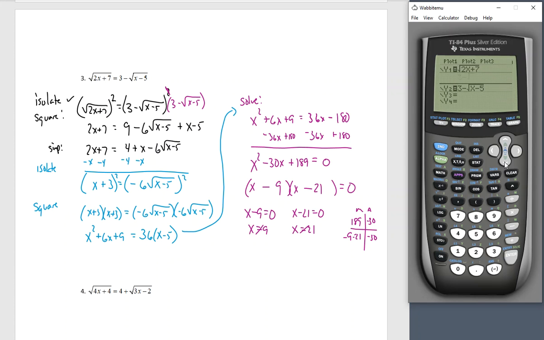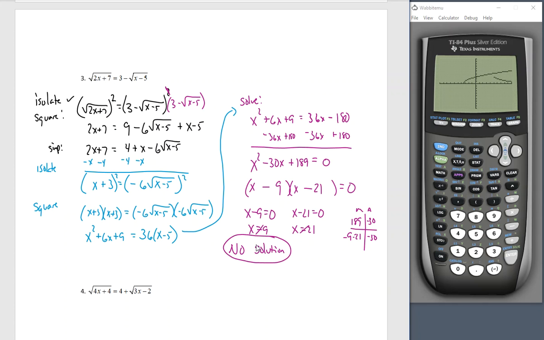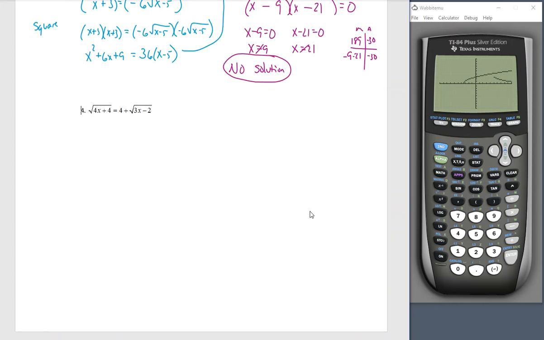We could enter our graph, 2x plus 7 and 3 minus the square root of x minus 5. When we graph them, look at that. They never intersect. And if they never intersect, it is true that there is no solution. Yep. Sometimes we'll do a whole bunch of work, and the answer is there isn't one. And that hurts me as much as it hurts you.